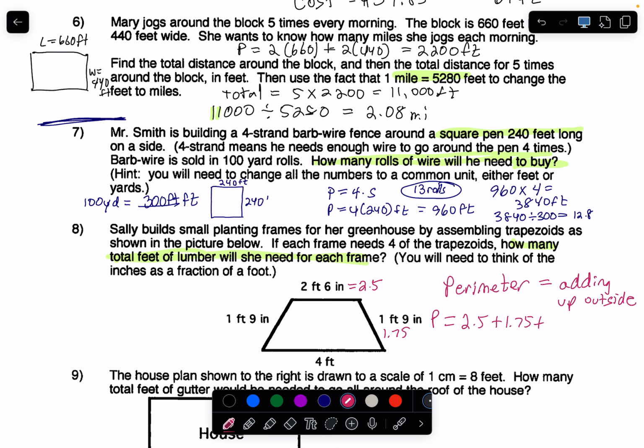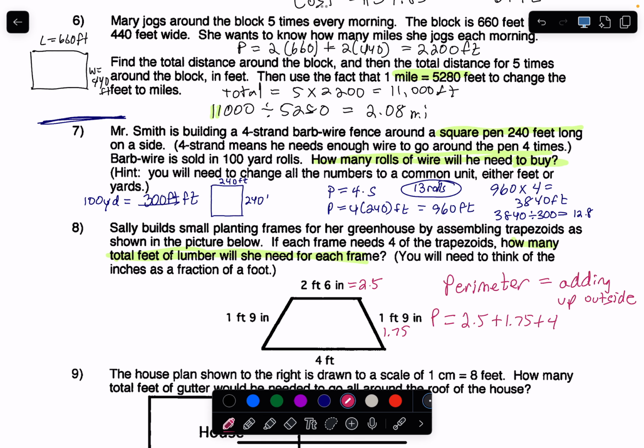Plus 4, we don't have to do anything with that. And then 1'9", remember, is 1.75 again. And that is how many feet we need for one of the trapezoids. So 2.5 plus 1.75 plus 4 plus 1.75. And it is 10 feet all the way around.